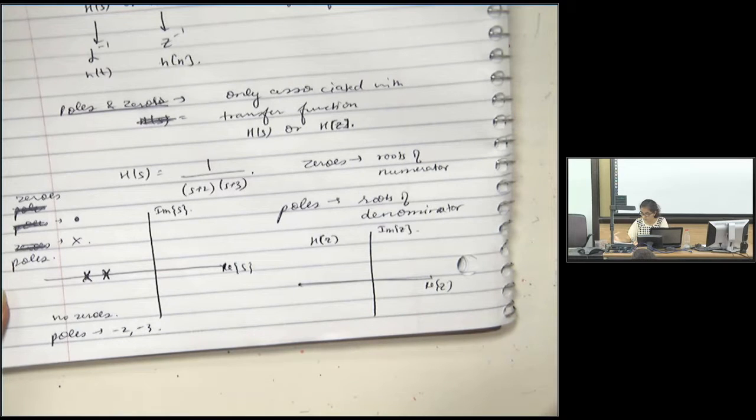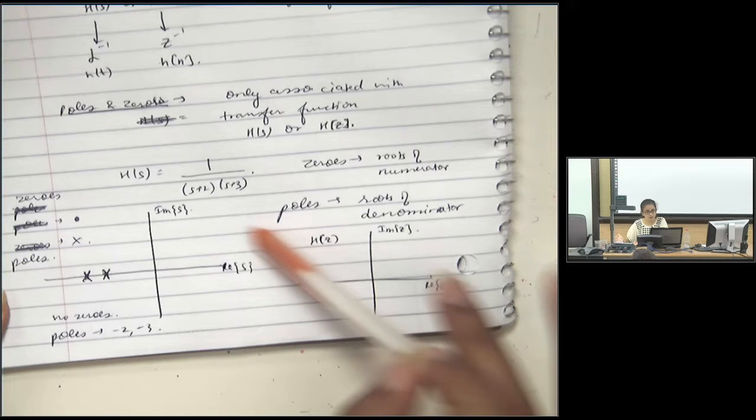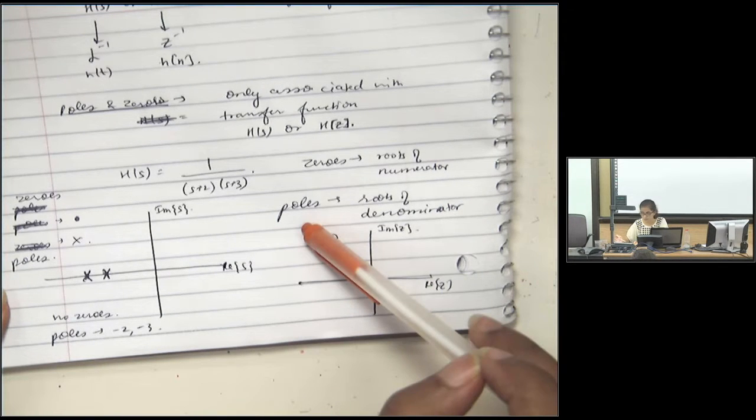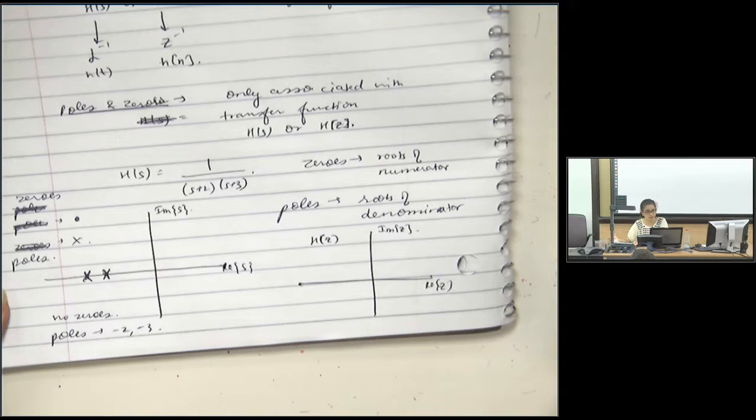So remember, zeros are the roots of your numerator, poles are the roots of your denominator. And it's the poles that control your stability, right? Because it's the denominator that we're concerned with when we look for stability. Okay?